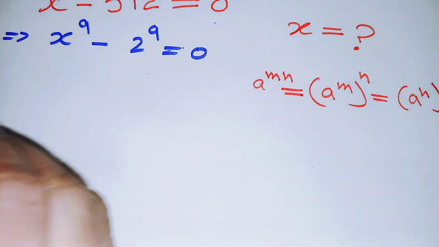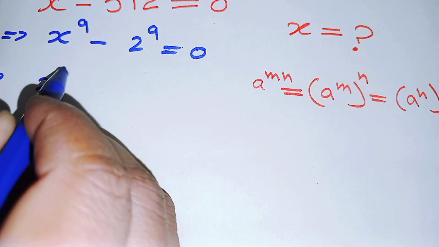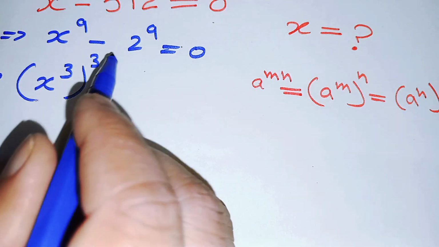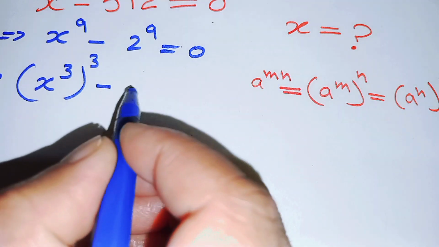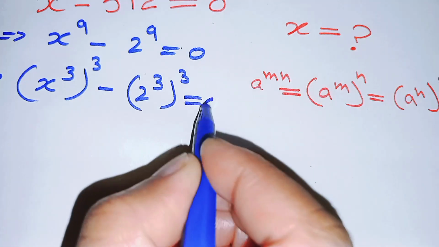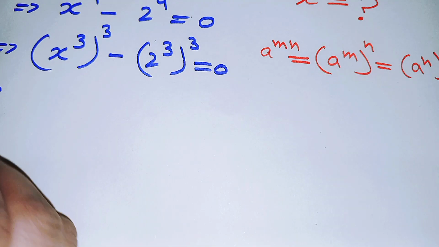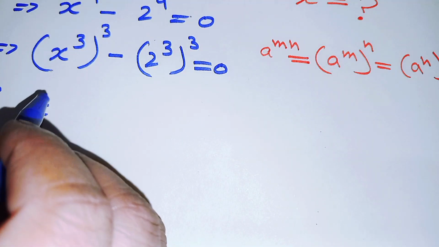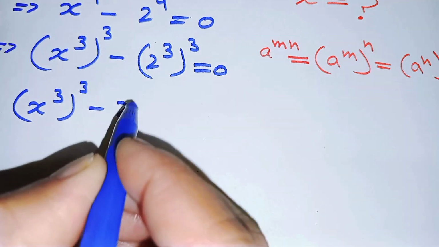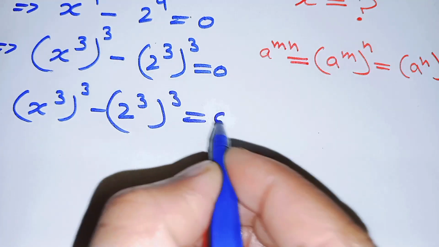So we can write x to the power of 9 as (x cube) whole to the power of 3, and then minus 2 to the power of 9, which can be written as (2 cube) whole to the power of 3, is equal to 0. And now in the next step, this is (x to the power of 3) whole to the power of 3 minus (2 to the power of 3) whole to the power of 3, is equal to 0.